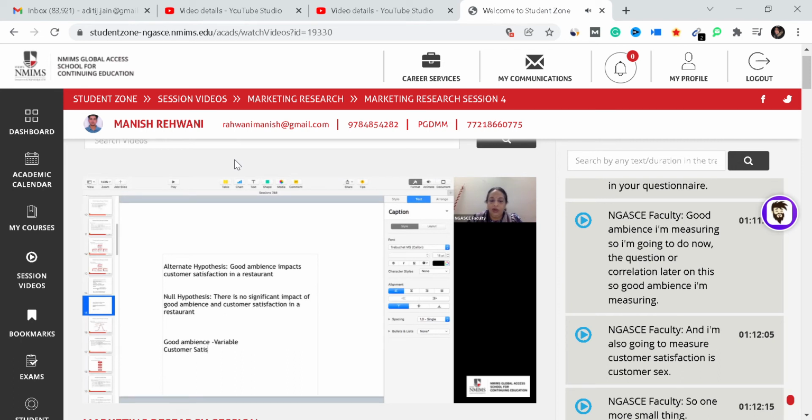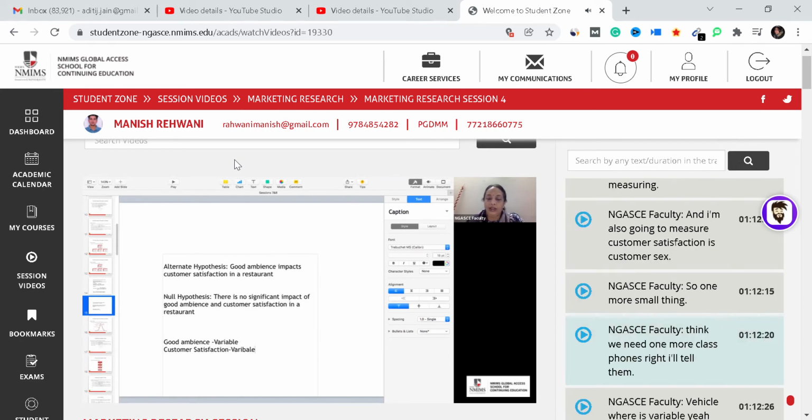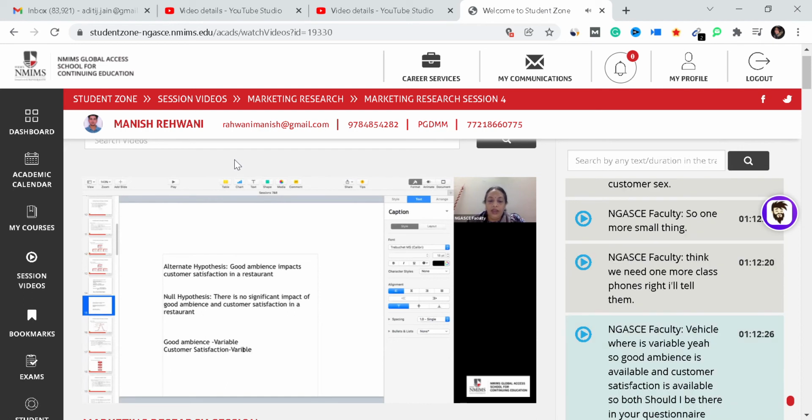One more small thing, we go to the next slide. I think we need one more class for this, right? I'll tell them. Variable, where is variable? Yeah. So good ambience is a variable and customer satisfaction is a variable. Both should have been there in your questionnaire on a similar scale, 1 to 7, for both, right?